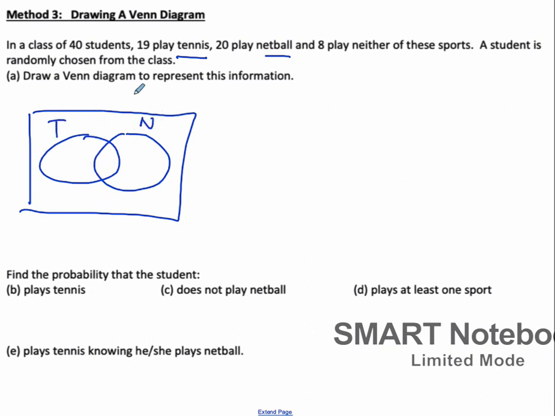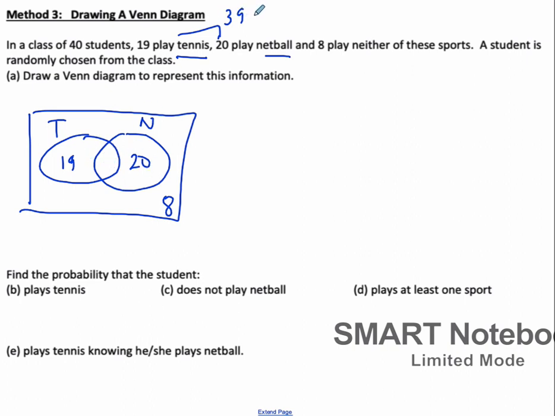So tennis, netball, there's 40 students. 8 play neither, so we can stick that in here. Now, 19 play tennis and 20 play netball. So if I did 19 and 20 here, notice now these numbers add up to bigger than 40, right? So this isn't quite right. 19 play tennis and 20 play netball. Some of them play both, right? So if we add these 2 numbers together, we get 39. But what we want in these 2 circles is 32, because there's 8 out here. It has to be 32 in these 2 circles.